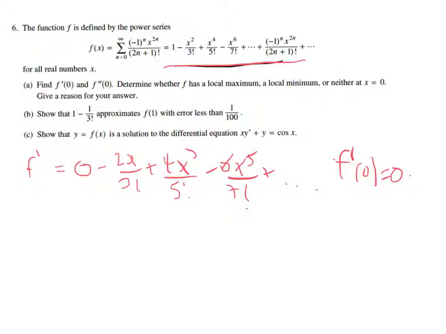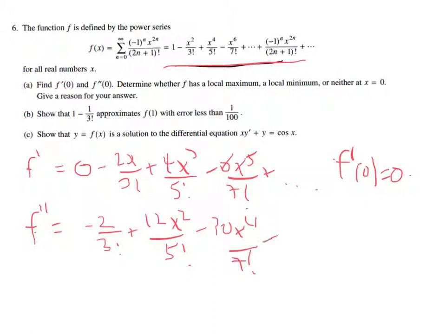So it's a candidate for a min or max. But what you really want to do is they tell you to find the second derivative because they want you to use that to find whether it's a min or max. And if you take another derivative, you get negative 2 over 3 factorial plus 12x squared over 5 factorial minus 30x to the 4th over 7 factorial plus dot dot dot.